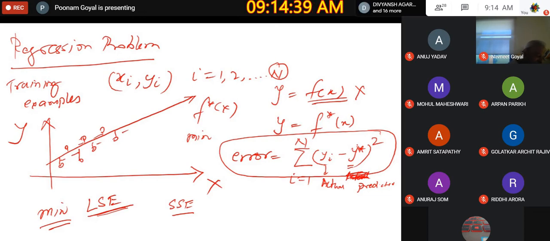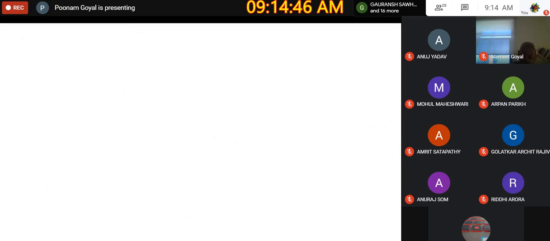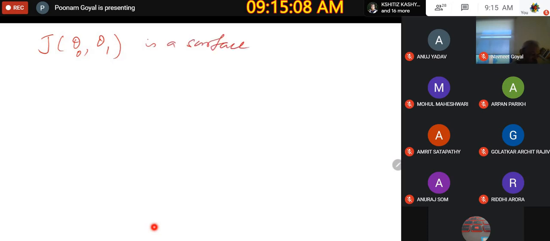Okay, so with this setting, let me start with gradient descent first, and then I'll come back to this problem of regression. Suppose I have a surface. Typically we use J to represent a cost function in general. So J(theta 0, theta 1) is a surface representing a cost function, and these are the two parameters that you have.